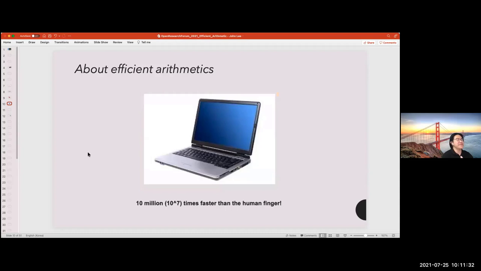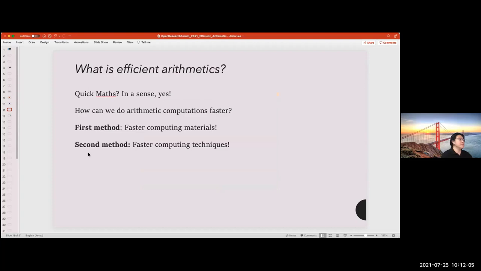And then nowadays we have computers, or computational machines. These are said to be around 10 million times faster than the human finger at adding numbers. I'm guessing that this number is in a very general sense, and the number of times faster than the human finger will obviously go up as the numbers that you're trying to add or multiply go up as well. But yeah, that was the first method: we can have faster computing materials.